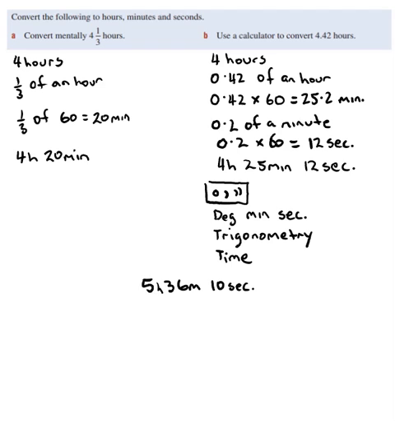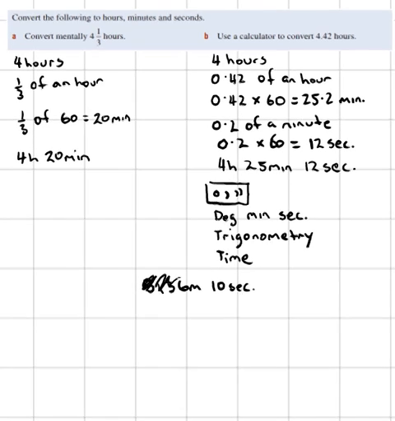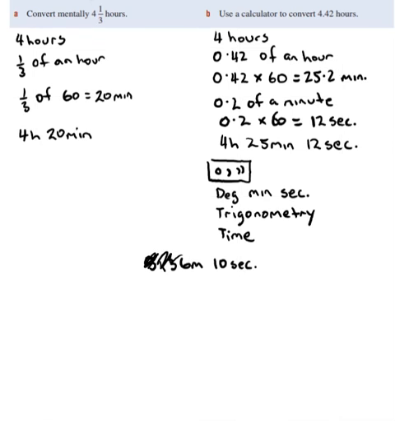I'm just going to rub that off a little bit and move it across. Whoops. I'm going to move my board up a little bit, move that away, get to my rubber. There we go. Now remember what that was? It was 5 hours 36 minutes and 10 seconds. Now let's bring the calculator back.